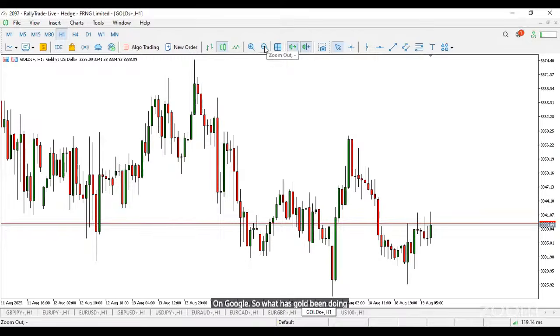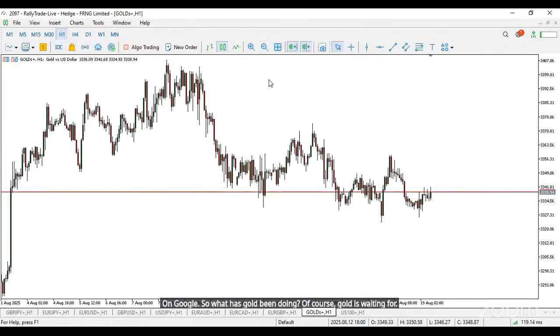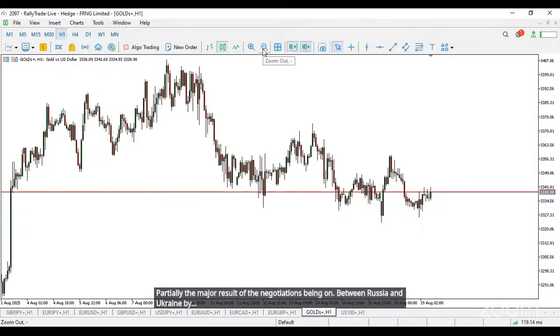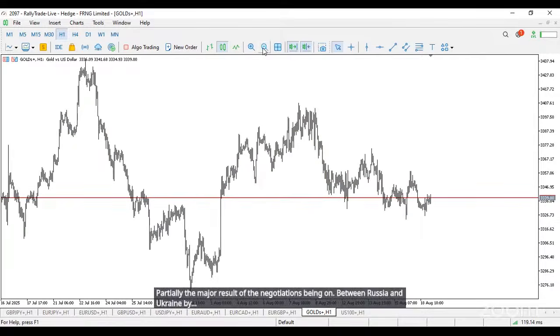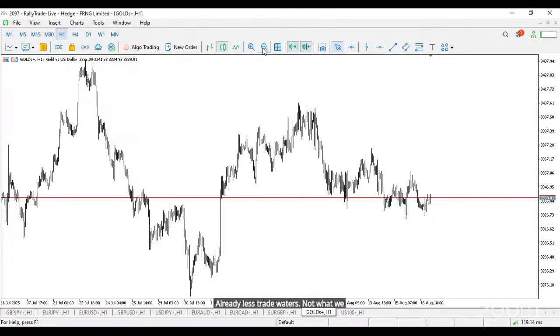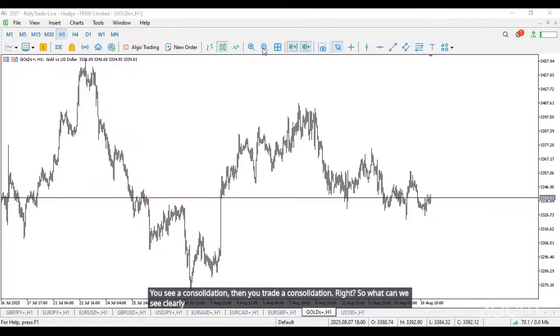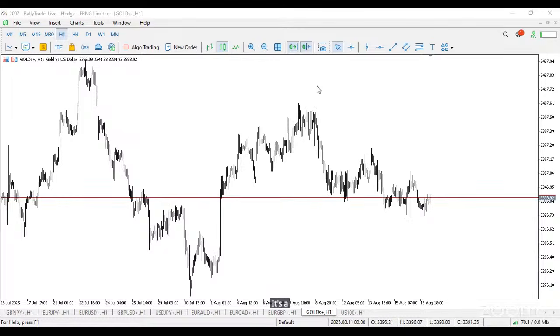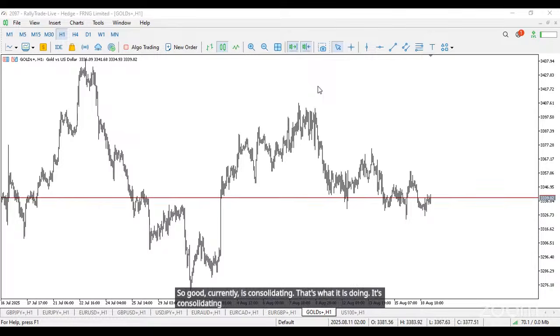Of course, gold is waiting for partially the major result of the negotiations going on between Russia and Ukraine by Trump. Currently, let's trade what we see, not what we think. Forget what you think about the market. Focus on what you see. If you see a trend, then you trade a trend. You see a consolidation, then you trade a consolidation, right? So what can we see clearly on gold? Gold currently is consolidating. That's what it is doing. It's consolidating at the moment as we speak.